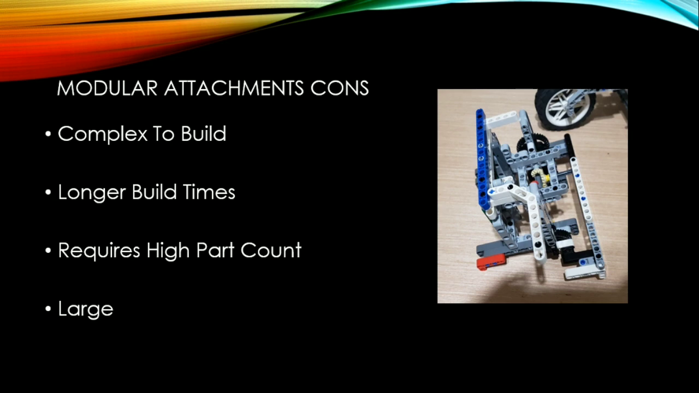Longer build times. You end up typically spending a lot longer on the attachments because you have to build the module for the attachment, and then you also have to build the attachment with the module, and then connect the both of them together. So you kind of have to build two attachments for every one attachment you would build for a direct connection, in a sense. That typically takes longer to build those attachments because of that reason.